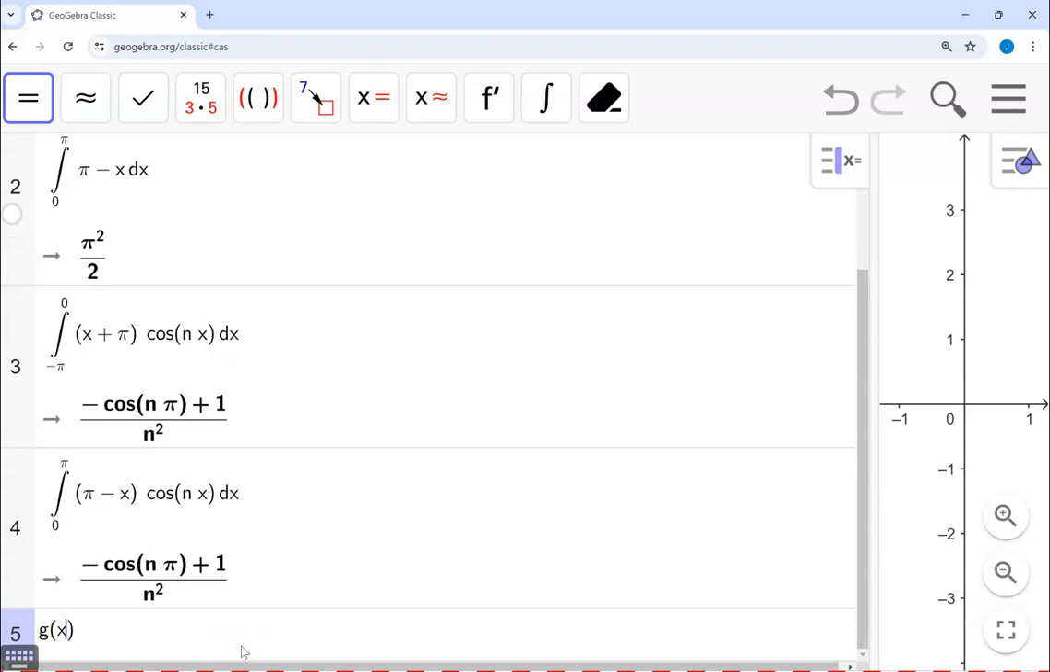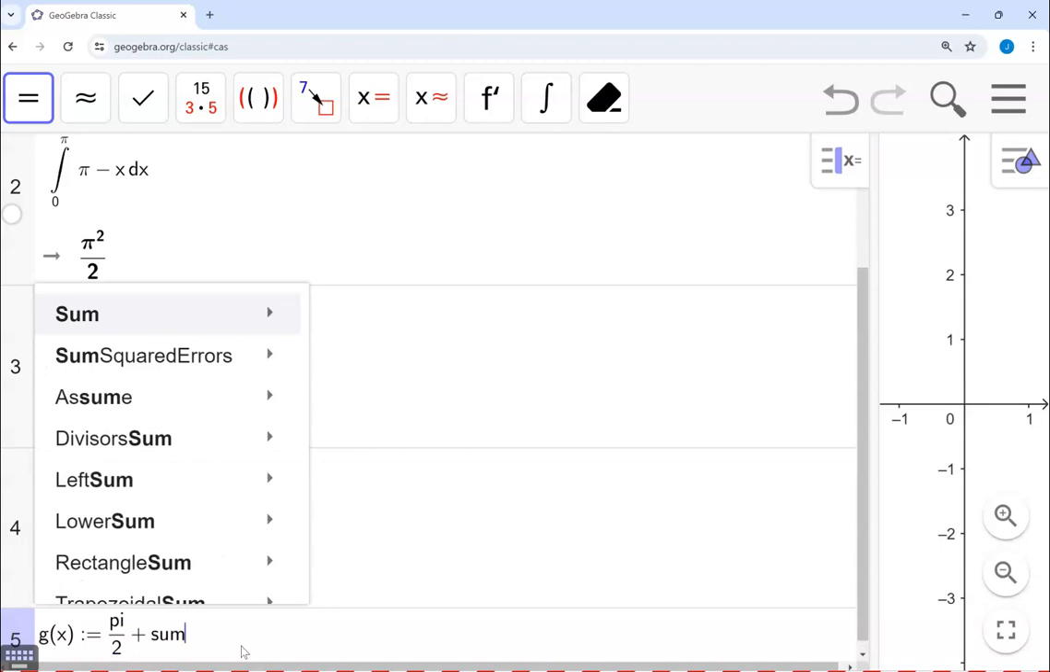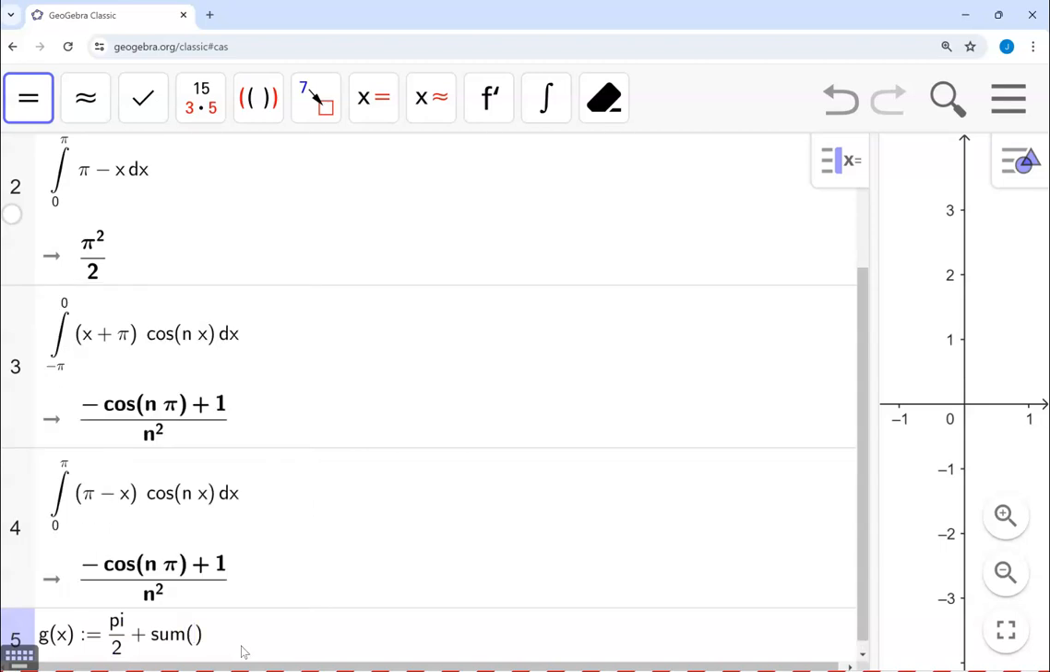All right. So now if we're ready to create our function, let's just delete this row. I'll call it g of x this time because I already defined an f of x. So our constant term was pi over 2. And then we'll put in a sum. We just said that we'll have 2 minus 2 cosine of n pi divided by n squared times pi, right? We'll multiply that by the cosine of nx.